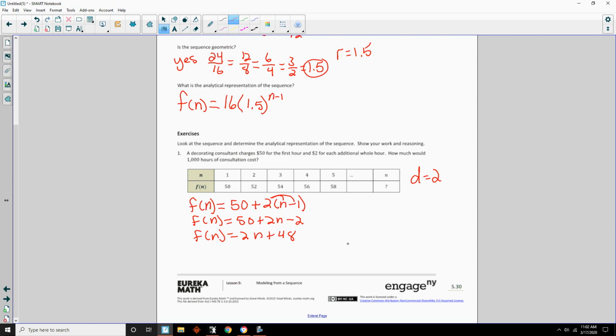Now I want to find f of 1,000. So f of 1,000 equals 2 times 1,000 plus 48, which equals 2,048. So f of 1,000, in other words, 1,000 hours of consultation would be $2,048.